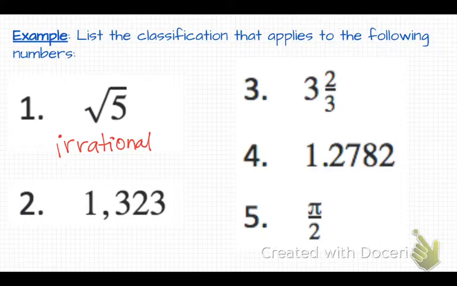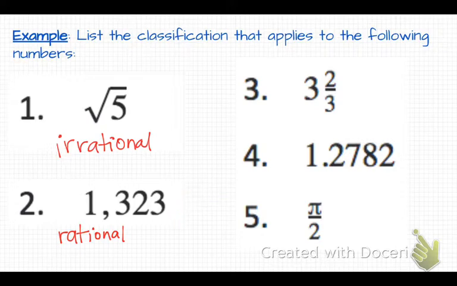Perfect. What about 1,323? Is it rational or irrational? Why is it rational? Yeah, it's a whole number. It doesn't go on forever. What if I changed it and put this? What kind of number is it now? It's still rational. It's just a larger number. Before it was 1,323. Now it's 1,323,567. It's still a rational number. It's just a longer rational number now.